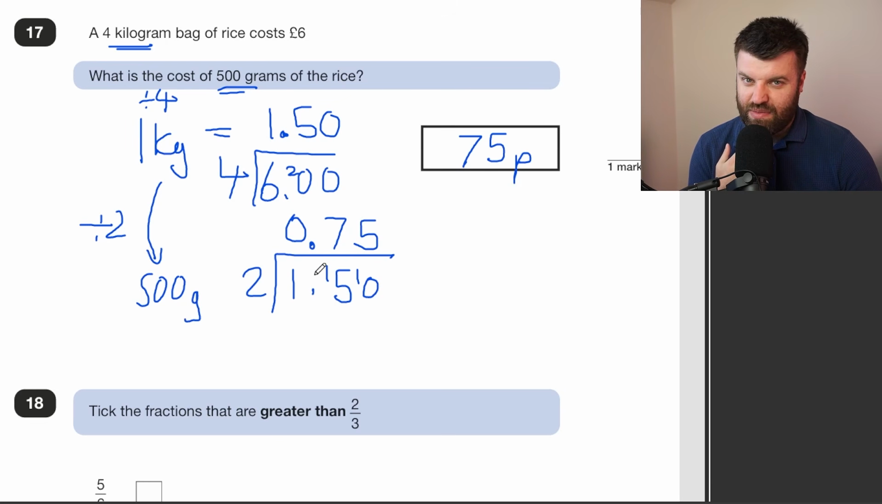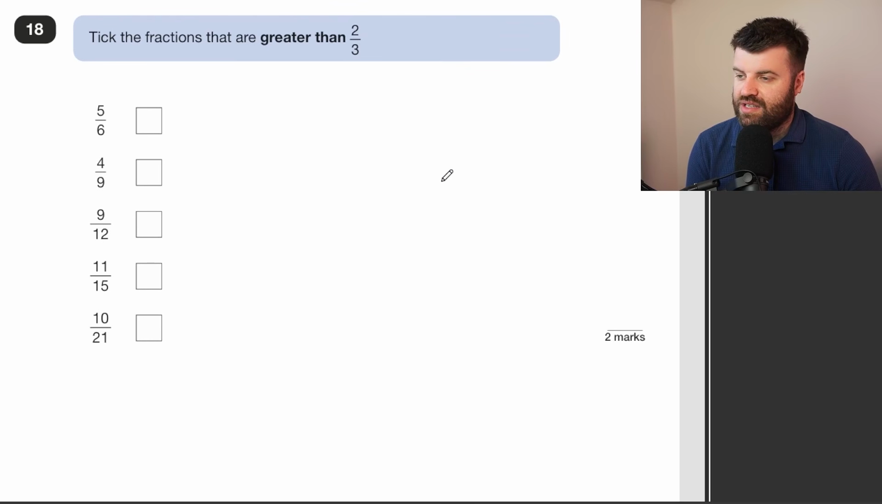This is a 2-step problem that I turned it into. If you notice straight away that actually there are 8 lots of 500, you could have done straight away £6, and you could have just divided it by 8, and that would have got you the answer straight away. Multiple methods to the same answer. It's a common theme in these maths papers.